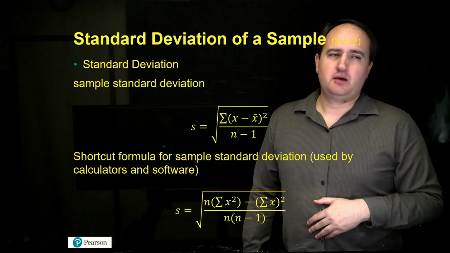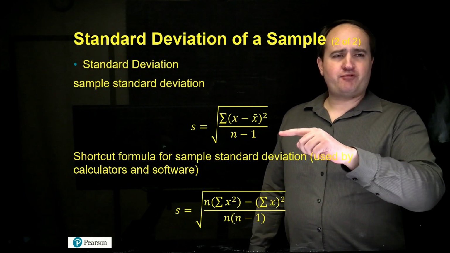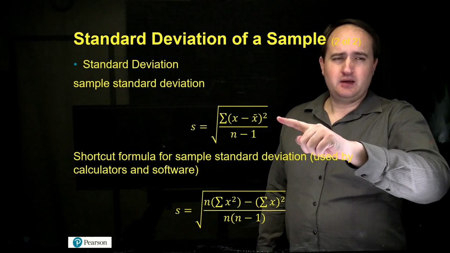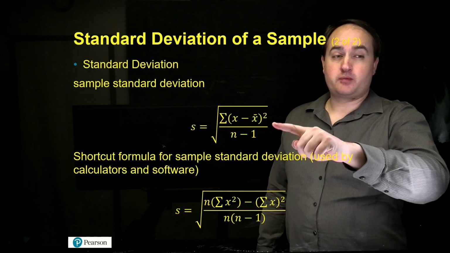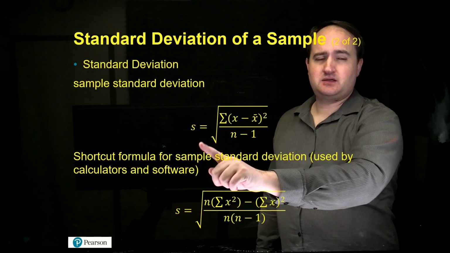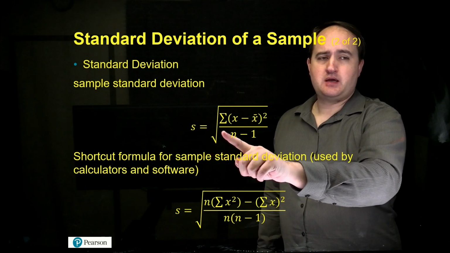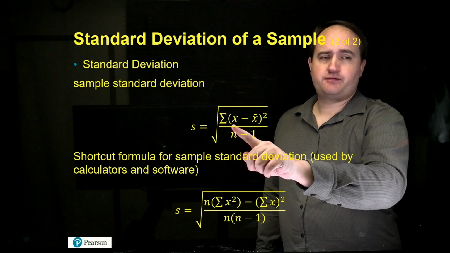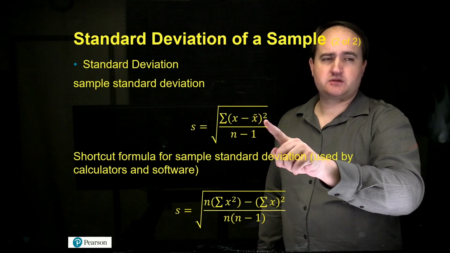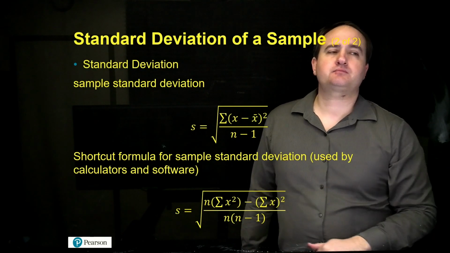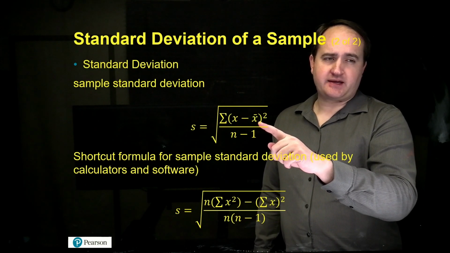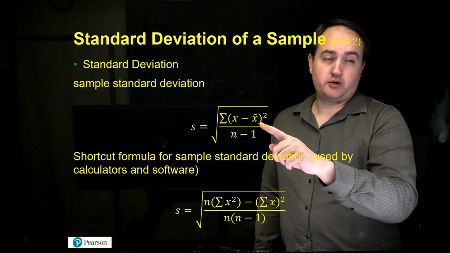Now, the top formula here is the sample standard deviation formula. This is the official formula for the sample standard deviation, and this one is S equals the square root of the sum of (x minus x bar) squared, all over n minus 1. The thing about this is you have to calculate x bar, which is the mean, in order to use this formula.